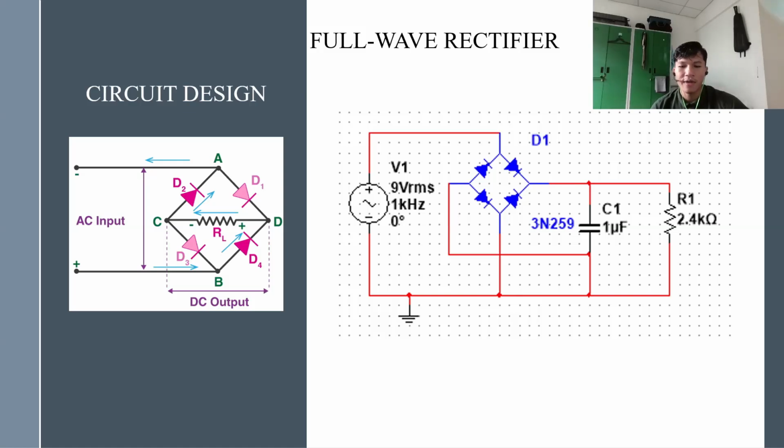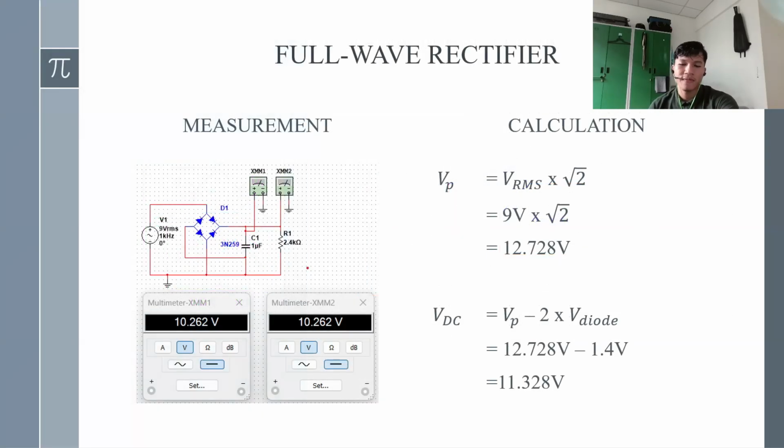As for the load application, the smooth DC voltage is then applied across the load resistor R1. The voltage across R1 represents the final DC output of the power supply, suitable for powering electronic circuits that require a steady DC supply. Moving on, as for the calculation and measurement, two multimeters are used, XMM1 and XMM2. Both readings show approximately 10.262 volts, indicating the DC output voltage after rectification and filtering.